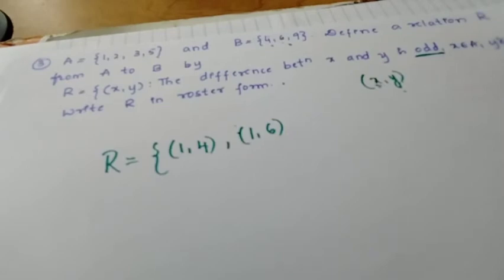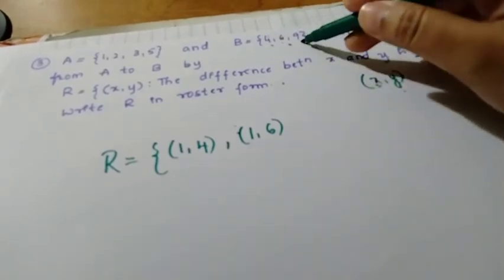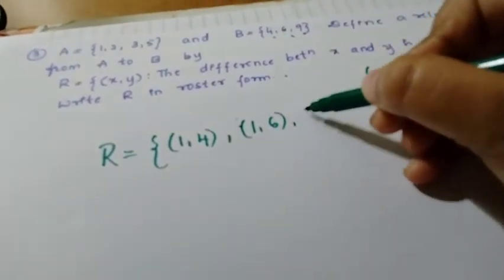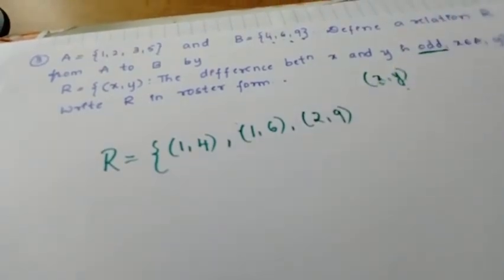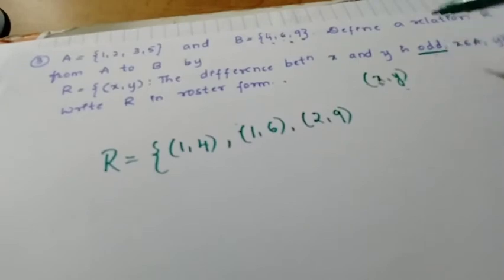Next, 2. Check (2, 4). 4 minus 2 is 2. 2 is an even number. So you cannot take that. (2, 6), if you take, again 6 minus 2 is 4. 4 is again an even number. You cannot take. Next, check 2 with 9. (2, 9). Yes. 9 minus 2 is 7. 7 is an odd number.